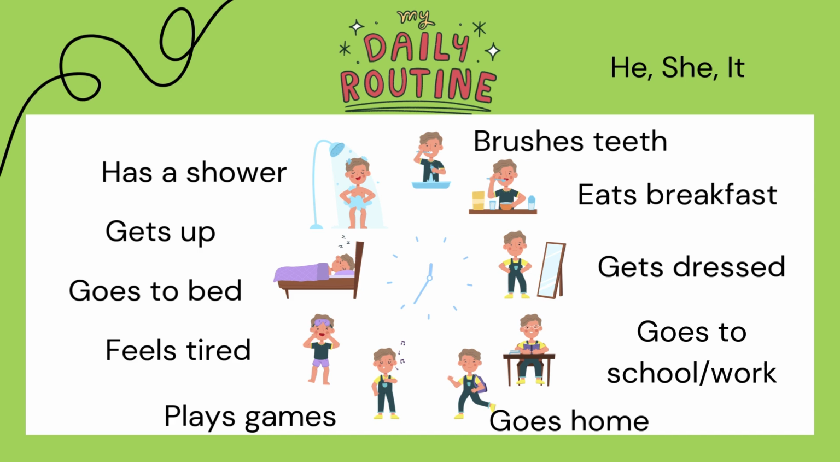But for he and she and it, do you remember that for he and she and it, we always have an S on the verb? So the first verb here is get up. You'd say gets up. He gets up. He has a shower. He brushes his teeth. He eats breakfast. He gets dressed. He goes to school or he goes to work. He goes home. He plays games. And he gets tired or he feels tired and he goes to bed. And the same for she, you say she gets up, she has a shower, she brushes her teeth, she eats breakfast. So for he and she and it, all the verbs must have an S.